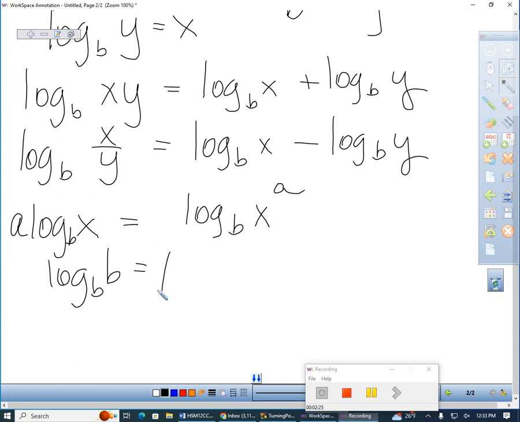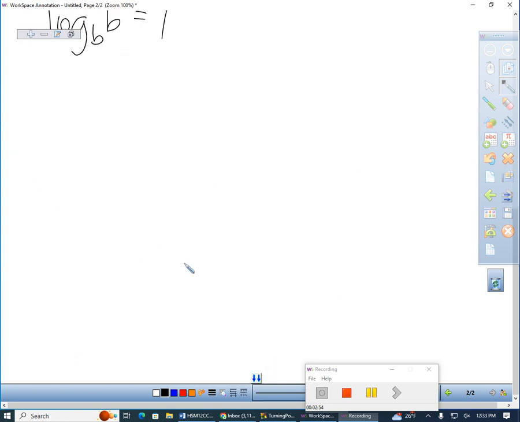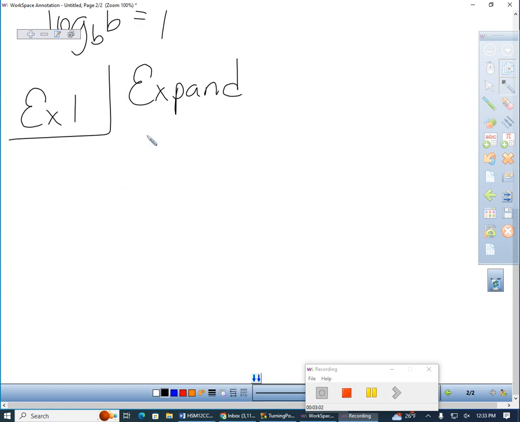So let's start with expanding the log. Remind you how that works. So here we go with example number 1. Expand. And that is going to be 1 through 6 on your worksheet. We're expanding the log.